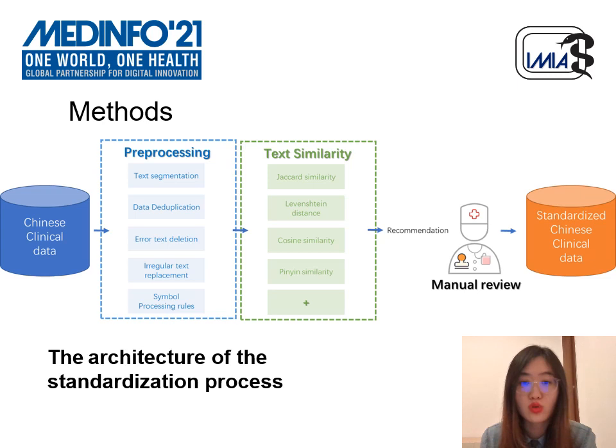Secondly, I'm going to introduce the methods. The architecture of the standardization process is shown in the figure. The Chinese clinical data are cleaned by pre-processing the text. Then an appropriate text similarity algorithm is selected to recommend the standardized results. The standardized Chinese clinical data are output after the manual review of the recommendation.